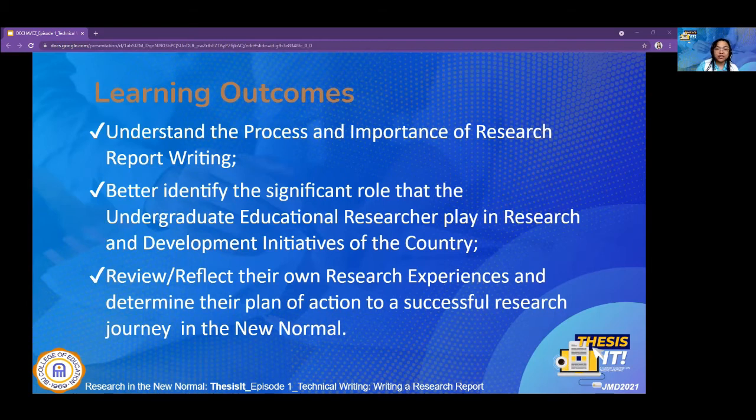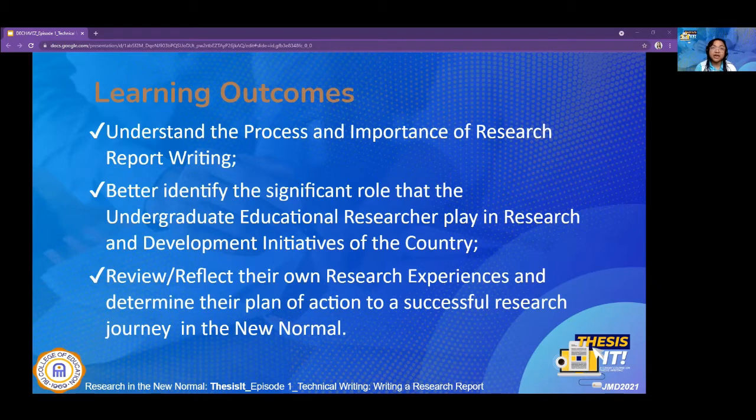Let's focus on a research report. According to Creswell, a research report is a completed study that reports an investigation or exploration of a problem, identifies questions to be addressed, and includes data collected, analyzed, and interpreted by the researcher. Your research report is composed for audiences. It varies in length and format and differs for quantitative and qualitative research.